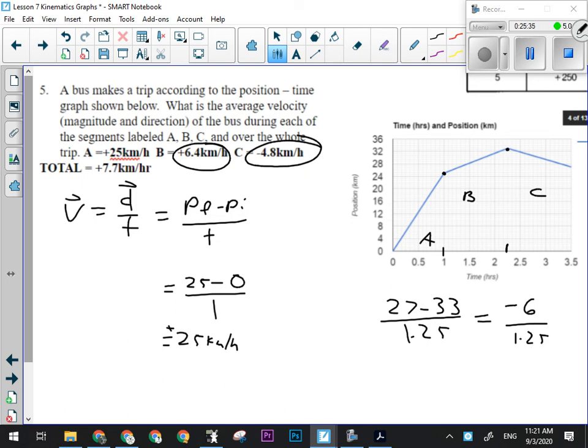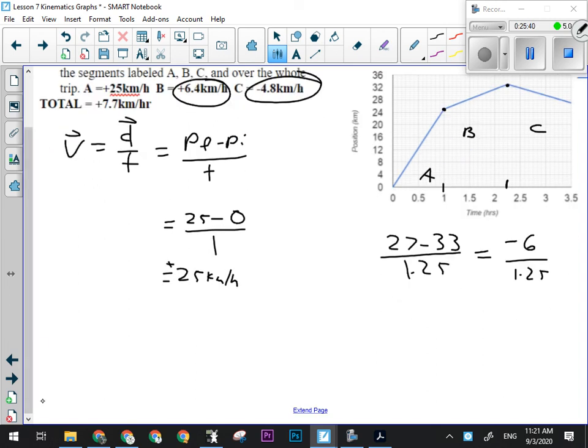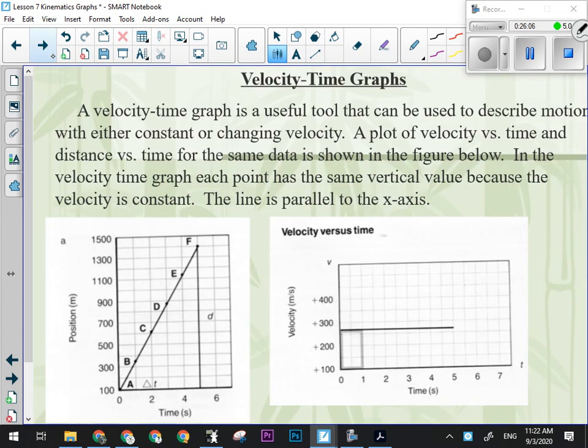Now to do this over the whole trip, my final position is 27. My initial position is 0, and it takes 3.5 hours. So I'm going to have 27 over 3.5, and that'll give me 7.7 kilometers per hour in a positive direction. Everybody all right with that one? Make sense? All right. Don't want to go back to velocity versus time graphs just yet.